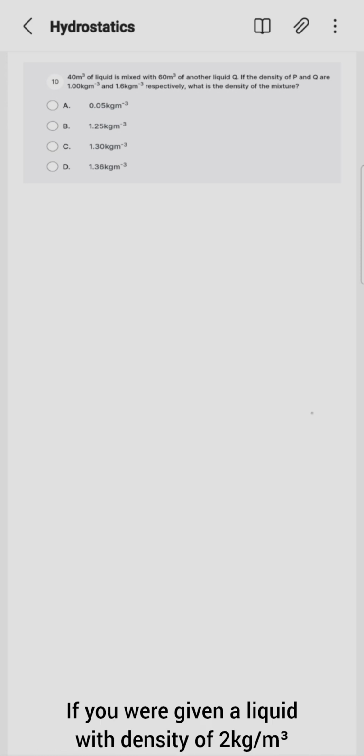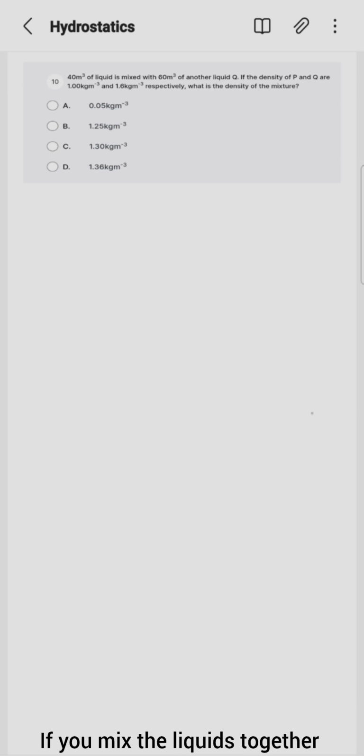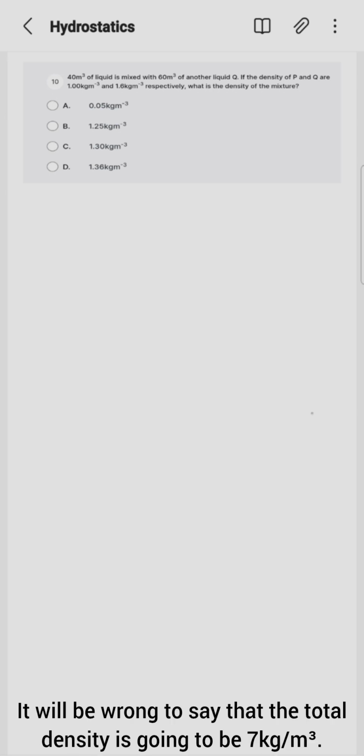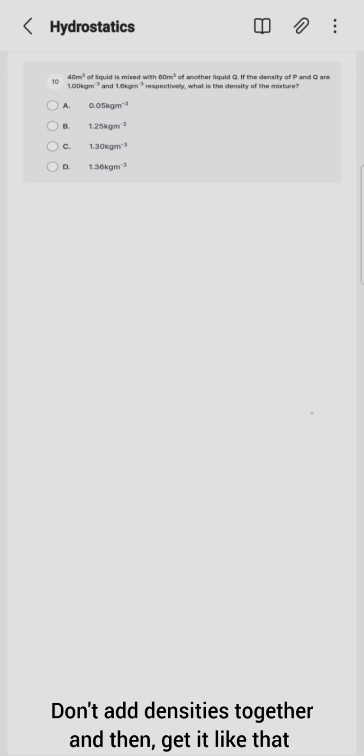Now, it means that if you were given a liquid with density of 2 kilogram per meter cube, and you are given another liquid with density of 5 kilogram per meter cube, if you mix the liquids together, it will be wrong to say that the total density is going to be 7 kilogram per meter cube. It is going to be wrong like that. Do you get? So please don't mix that up. Don't add densities together like that. You are going to get it wrong.